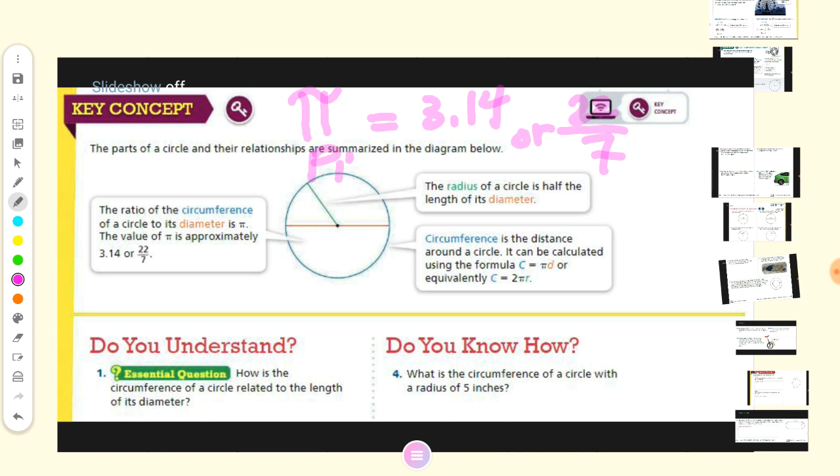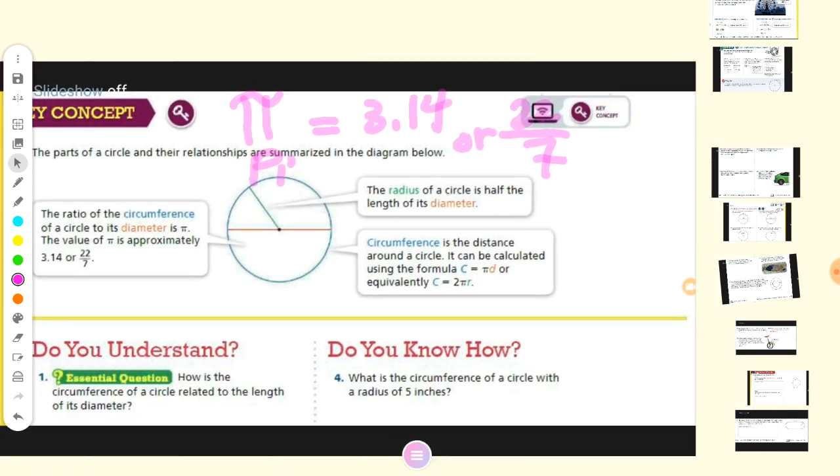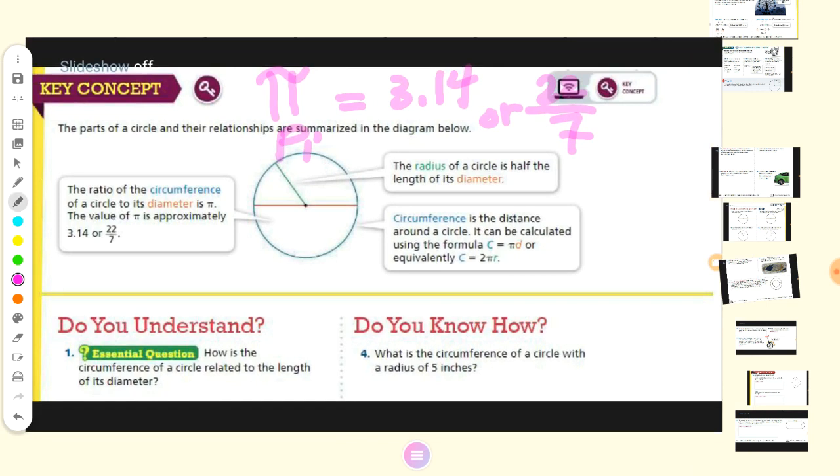And if you want to know more, pi is actually the ratio between the circumference of a circle and its diameter. And we denote the circumference of a circle by the letter C. From here, we can start studying the rule of circumference.